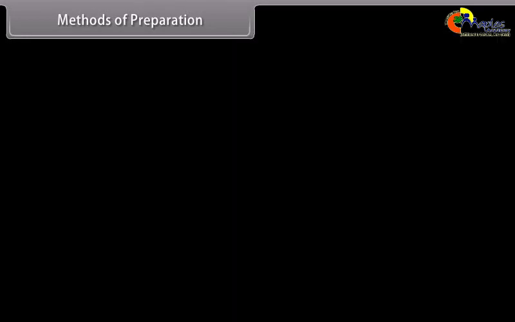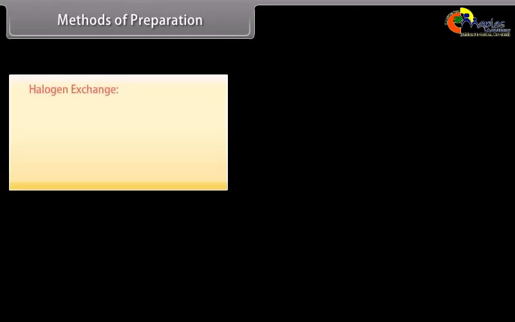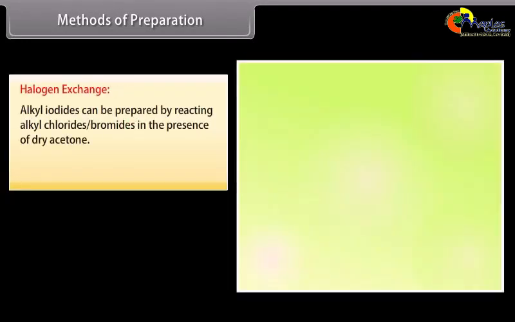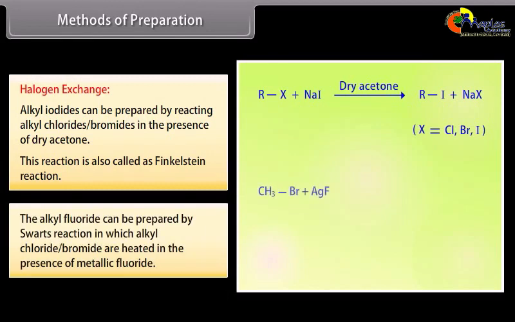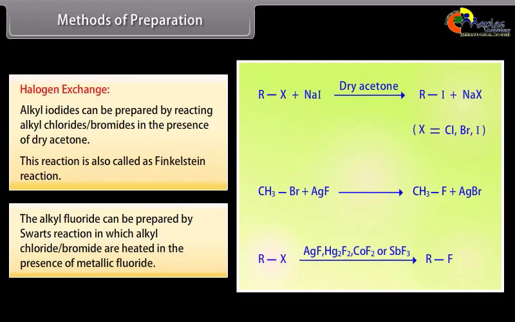Methods of preparation. Halogen exchange: alkyl iodides can be prepared by reacting alkyl chlorides or bromides in the presence of dry acetone. This reaction is also called the Finkelstein reaction. Alkyl fluorides can be prepared by the Swarts reaction, in which alkyl chlorides or bromides are heated in the presence of metallic fluoride.